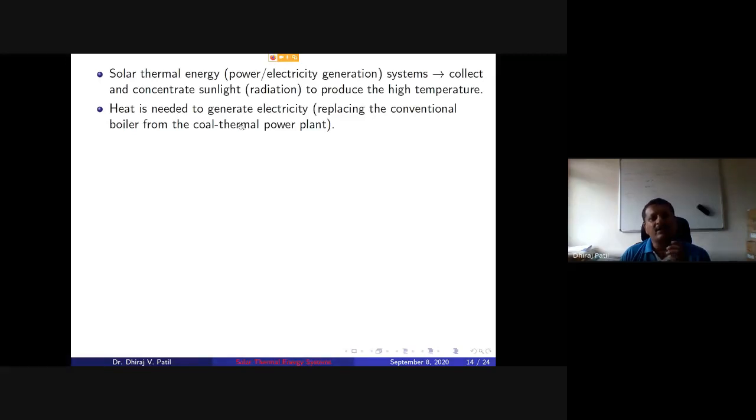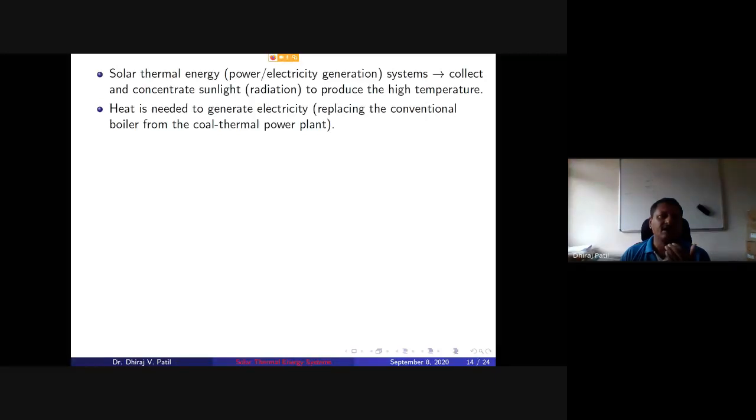Heat is required to generate electricity. For example, in conventional coal-fired thermal power plants, or oil-fired thermal power plants, we have a conventional boiler. And what this boiler does is convert the working fluid, which is water, which is easily available, although it is corrosive.